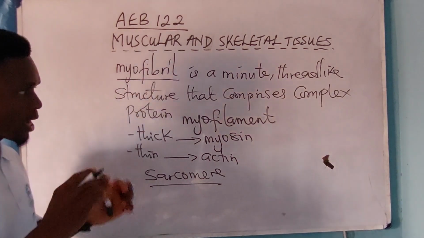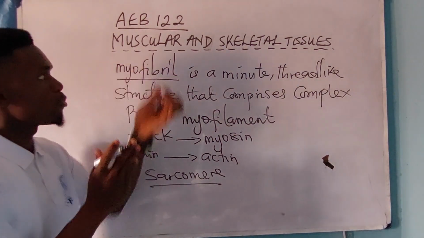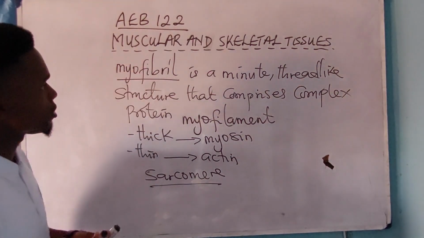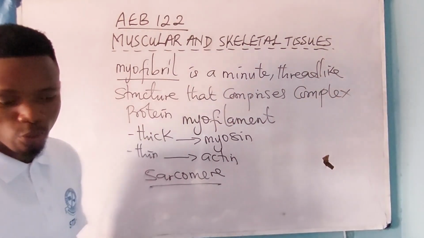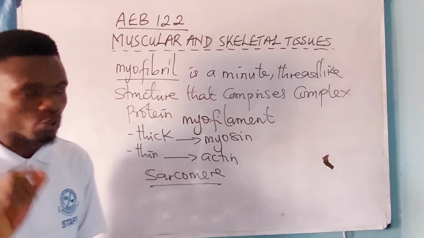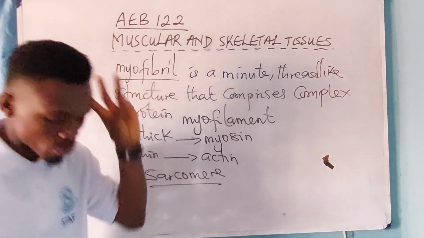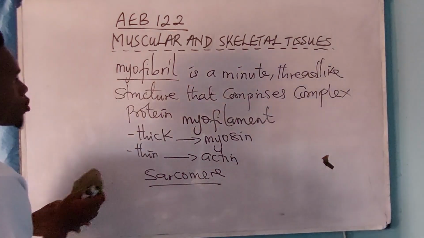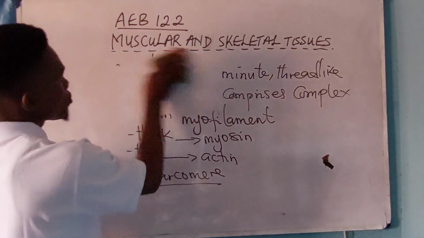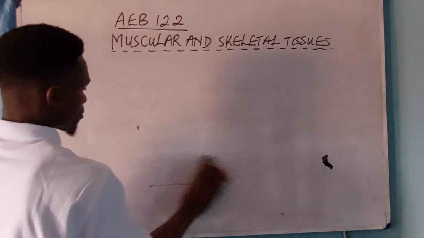Let me stop here for now. This is just an introduction to muscular and skeletal tissues. Now, we have different types of muscles based on structure. There are three types of muscles based on structures.